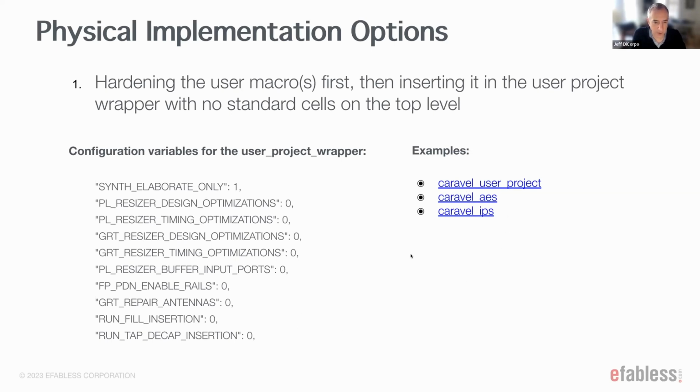And we have several examples. I'm going to walk through those in a little bit to show you what those look like. But the main options here, you'll find a number of the optimizations. Again, these are the configuration variables for the top level macro, where because we're not placing any standard cells, we need to turn off a number of options related to that. As you'll see, most of these settings are 0, versus they'll be enabled for other scenarios where we're actually placing standard cells in the macro.